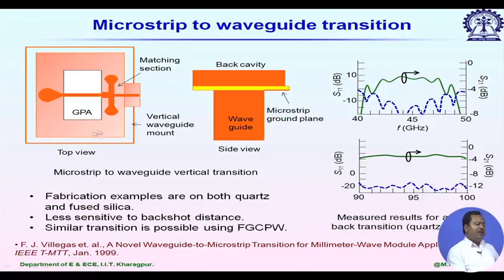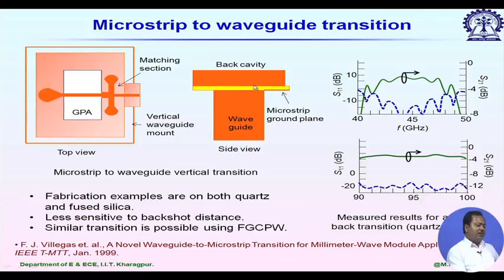Now, how it is placed inside the rectangular waveguide, you can see on the right hand side picture, it is showing the side view. So, this ground plane aperture opens inside the rectangular waveguide, and just above the strip, we have a back cavity, and the cavity height is lambda g by 4, but it is not very sensitive to this lambda g by 4, just like the previous one. It can be a little less or more than lambda g by 4. Then on the right hand side, you can see the microstrip line.